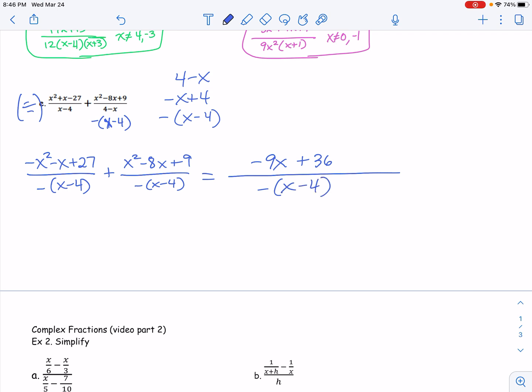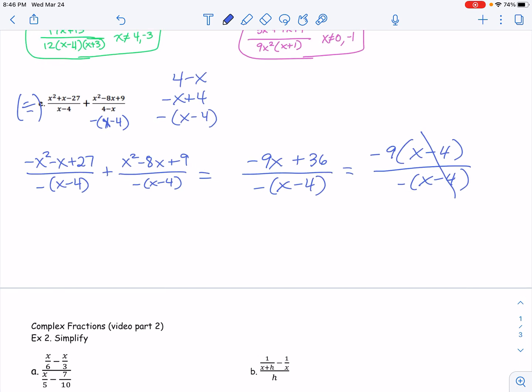Can I factor the numerator? Yes, I can, because this time there is a GCF. So if I take out the GCF of 9, or negative 9 really, negative 9 is going to leave me with x minus 4. And so what do you know? Those cancel out. So really my final answer is negative 9 divided by negative 1, which is just 9.